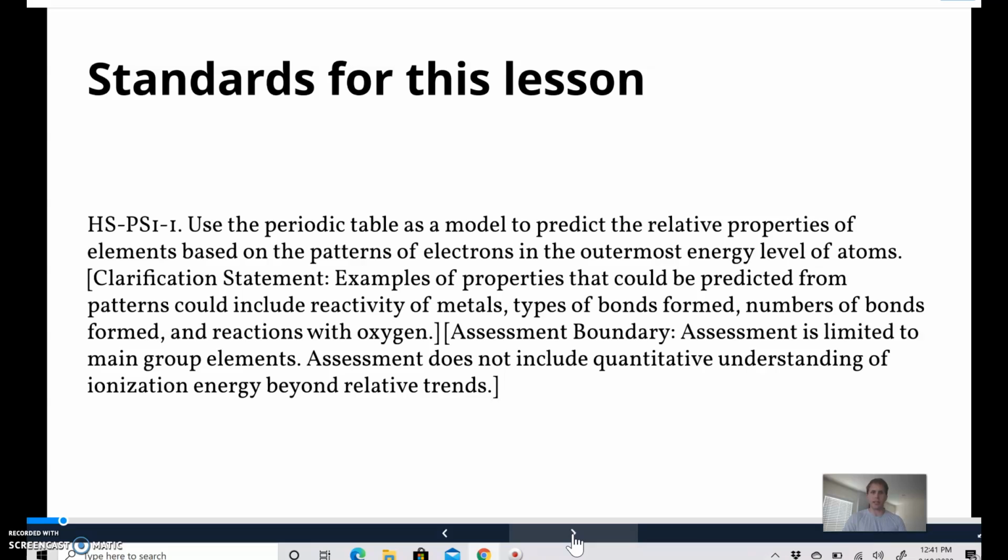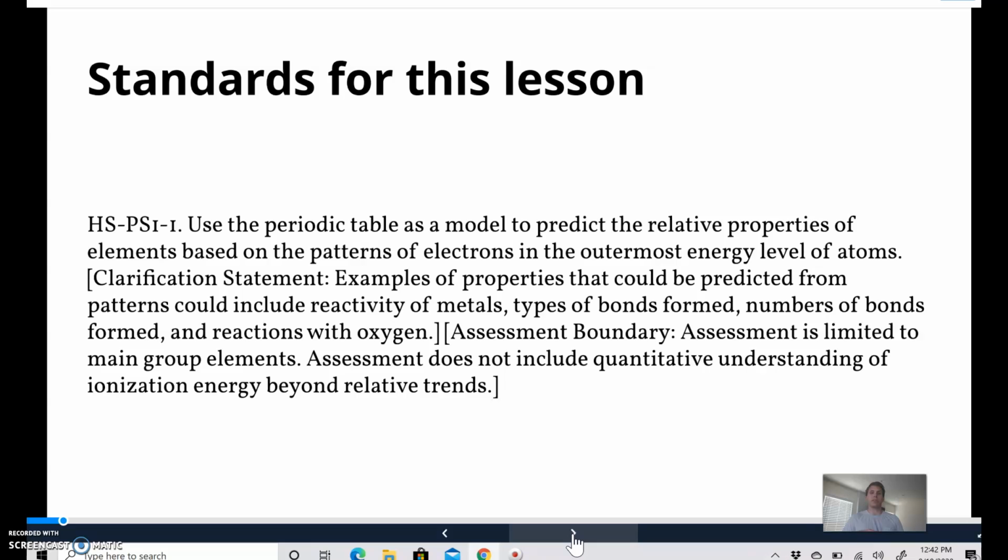Well, the standard for this lesson is using the periodic table as a model to predict the relative properties of elements based on the patterns of electrons in the outermost energy level of atoms. What that basically means is we're going to be determining valence electrons, which are the outermost levels of the electron patterns in atoms, as well as how those electrons and how those presentation pieces build up into the overall elements of chemistry, of the elements of the periodic table, the interactions that we observe, the mathematics that we can work, everything built out upon that.